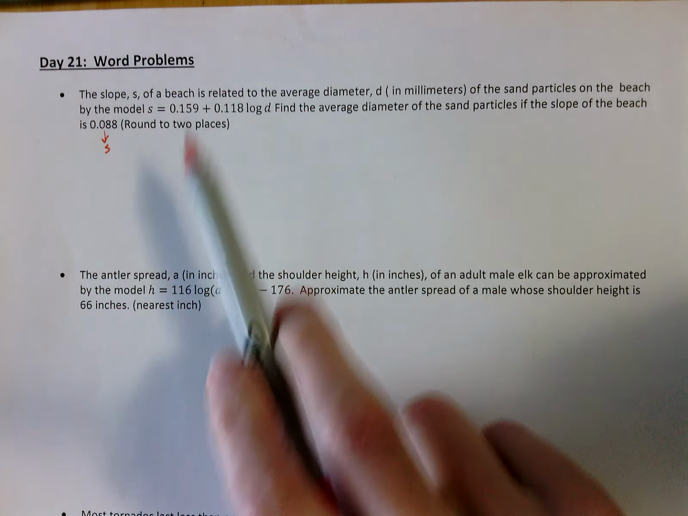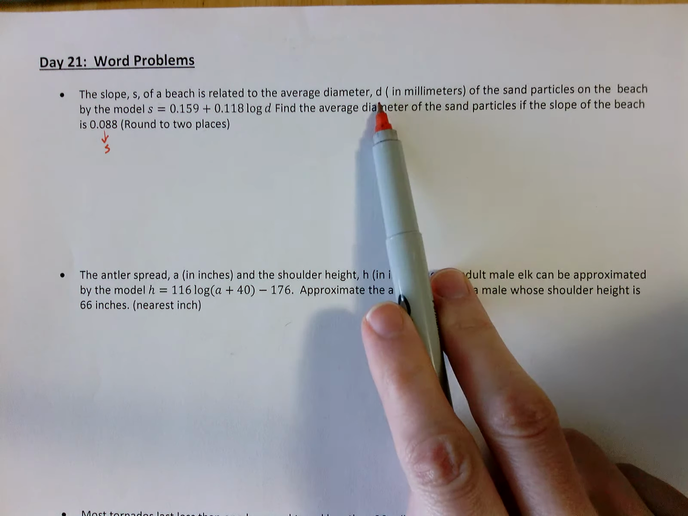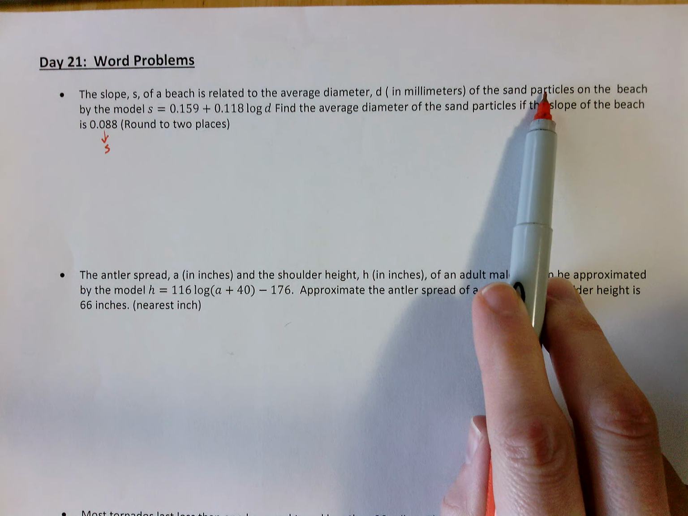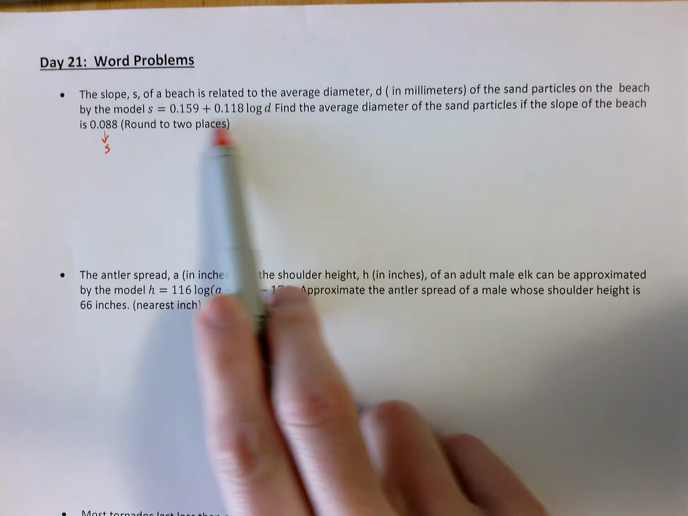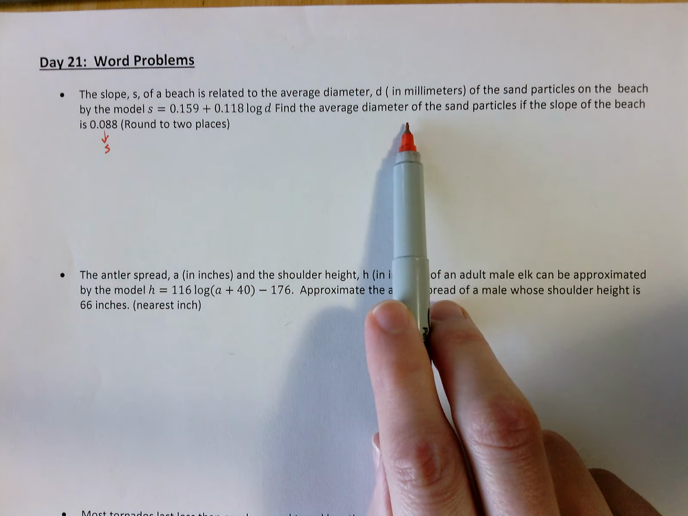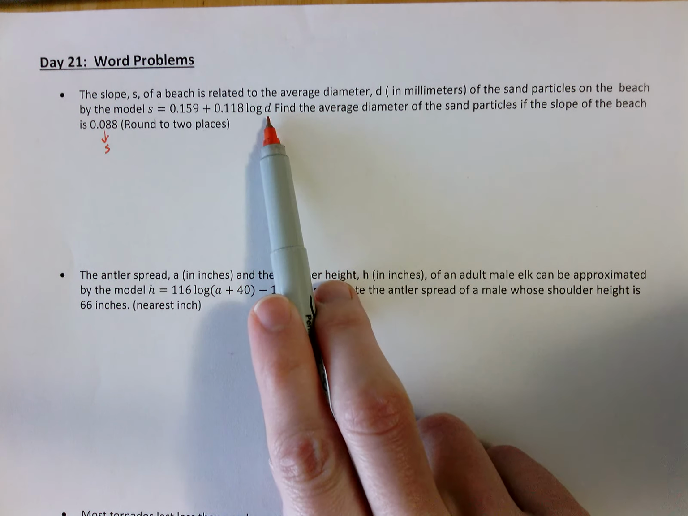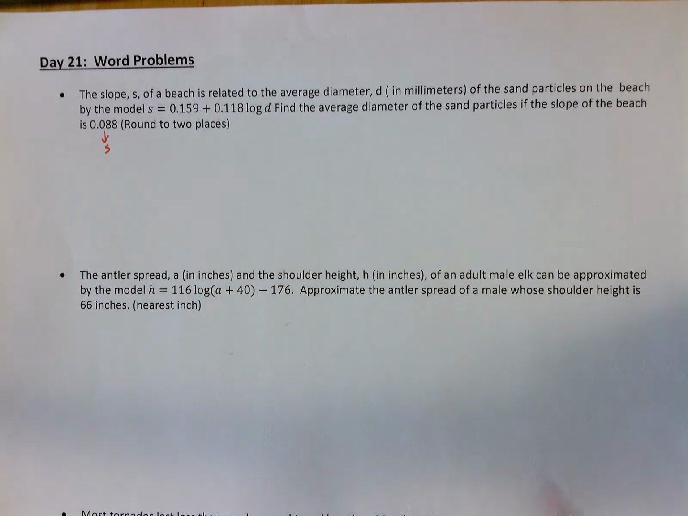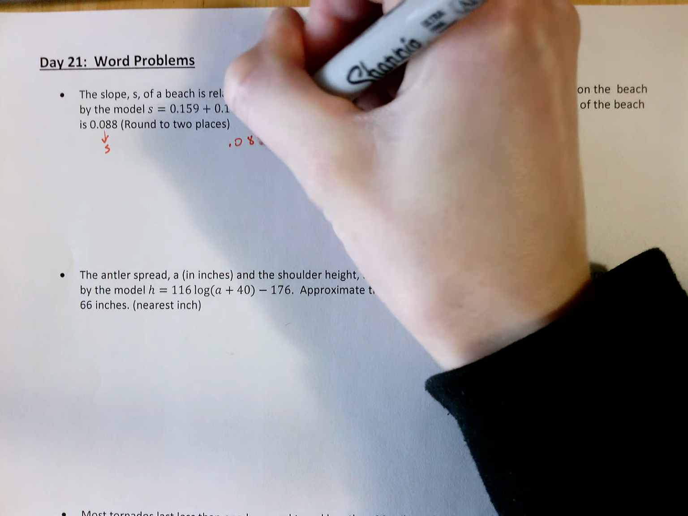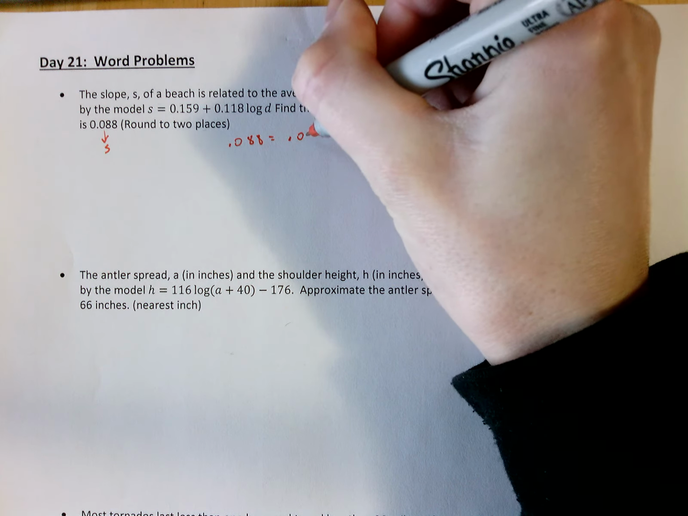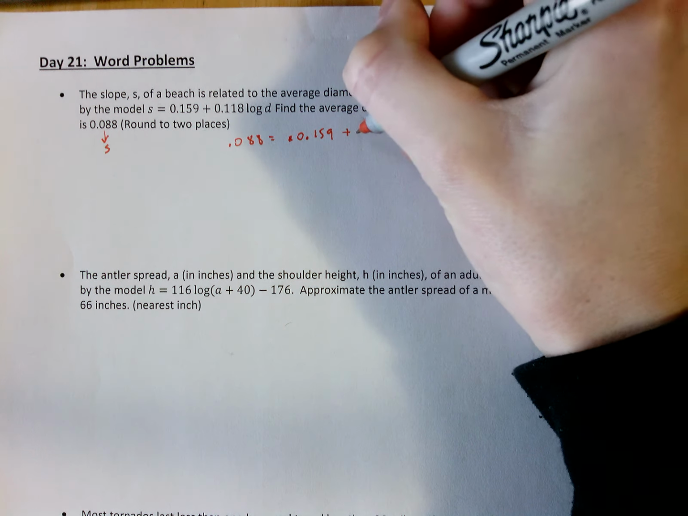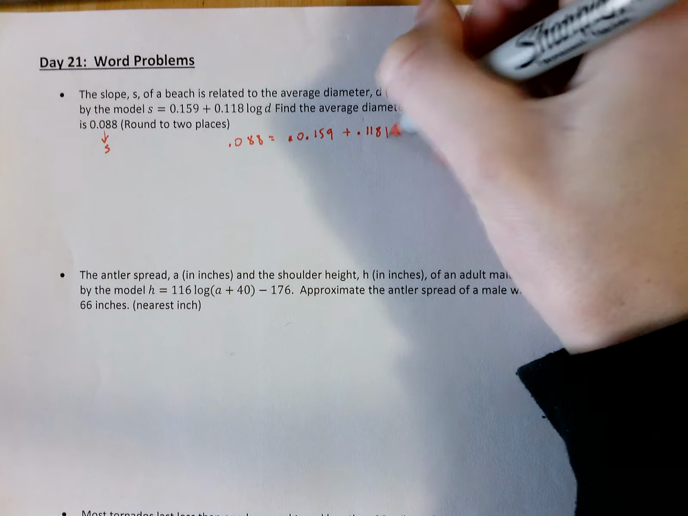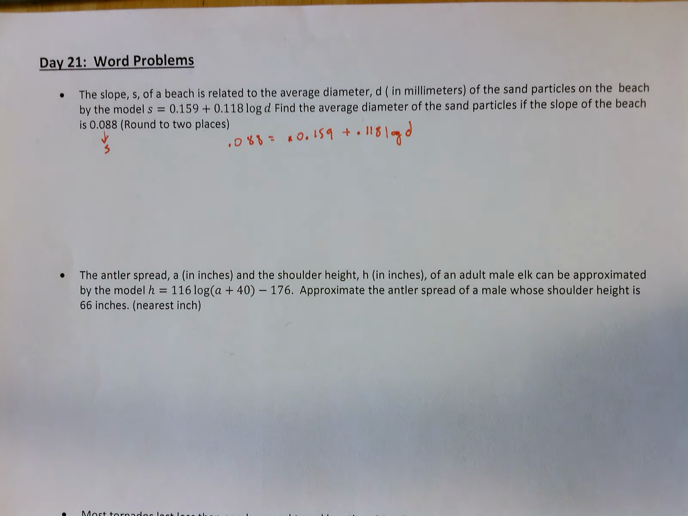But now I'm going to actually read it. So the slope of the beach is related to the diameter of the sand particles on the beach, which makes sense. Kind of cool. Not something I've ever thought about. And this is the equation. We're going to find the average diameter. So the average diameter, that's what I said D was. So we're going to solve for D, right, of the sand particles. So all I have to do is plug that number in for S. So my equation is going to be 0.088 equals 0.159. Got to make sure that's in the right spot. Plus 0.118 times the log of D, and that's what we're solving for.